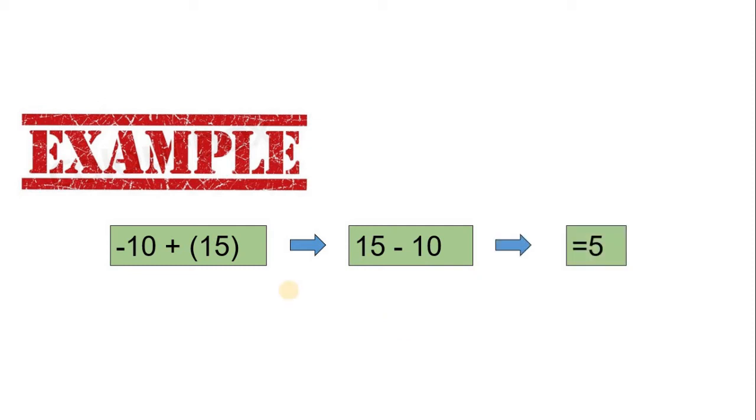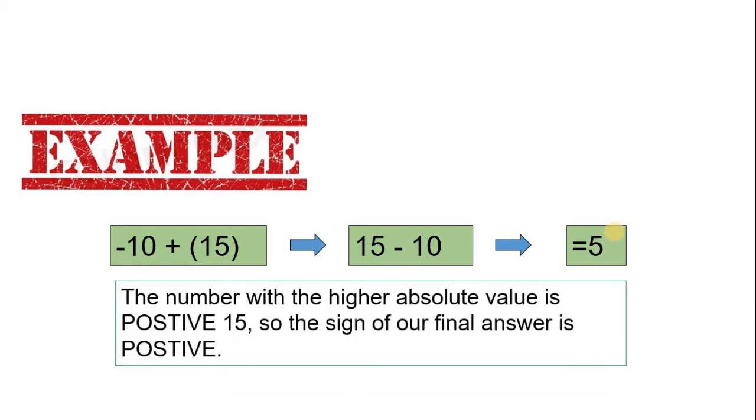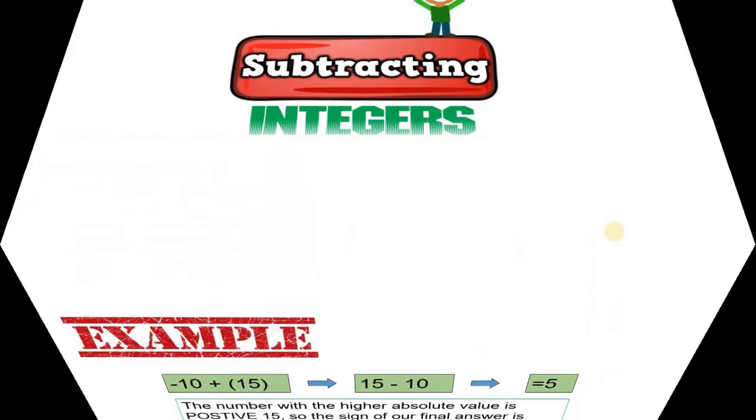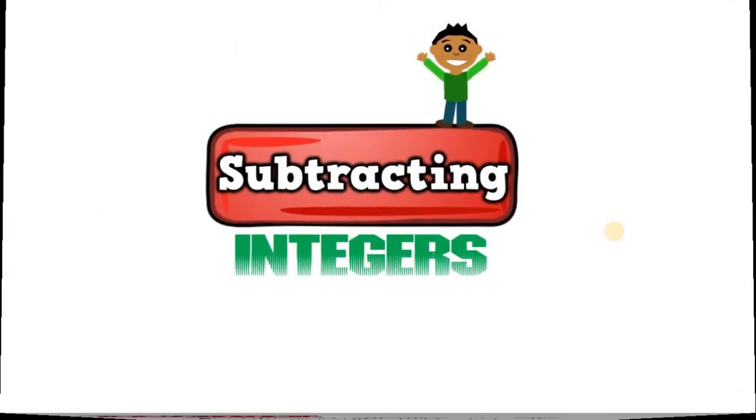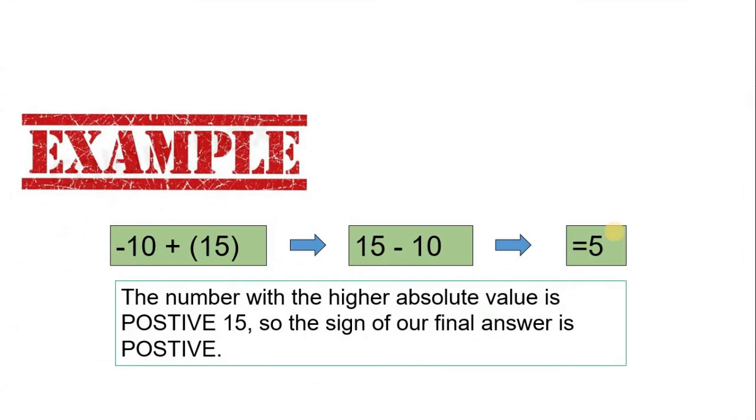Bakit positive 5? The number with the larger or the higher absolute value is positive 15. Then, our answer is positive. So, the sign of our final answer is positive. Okay, so that's the rule in adding integers with unlike sign.